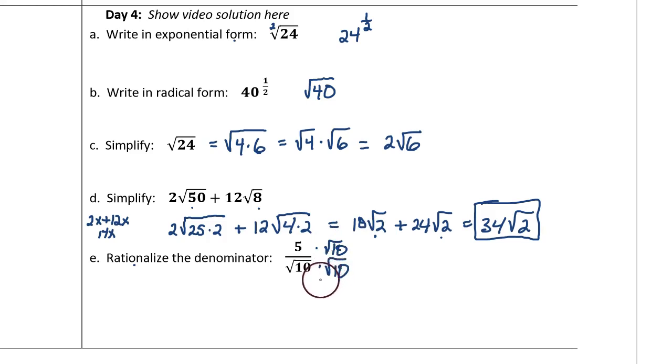You know about fractions that if you multiply numerator and denominator by the same thing, that doesn't change the overall value of the fraction. So in the top we have 5 square root of 10, and in the bottom the square root of 10 times the square root of 10 makes 10. And the reason is that the square root of 10 times the square root of 10 is the square root of 100, but the square root of 100 is just 10. Finally, this is a reducible fraction because 5 on top, 10 on the bottom reduces. So this is the square root of 10 all over 2.